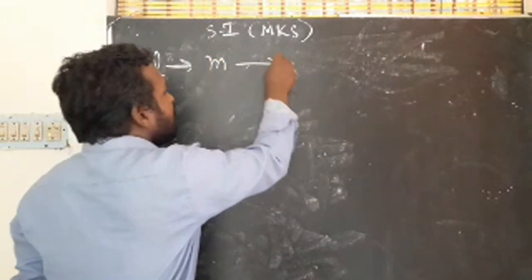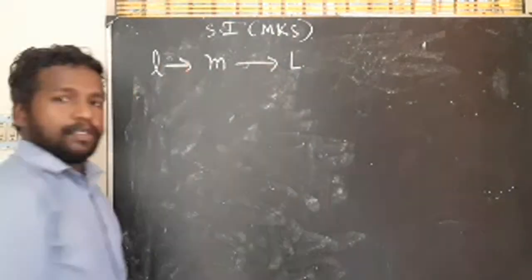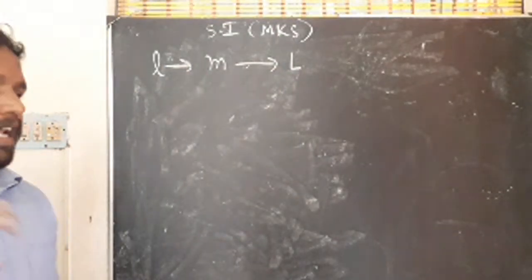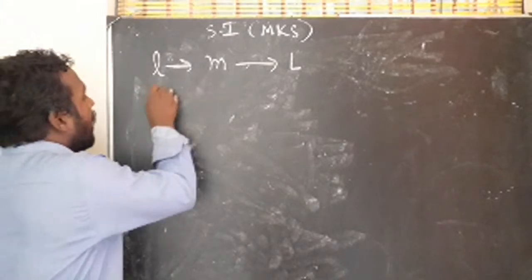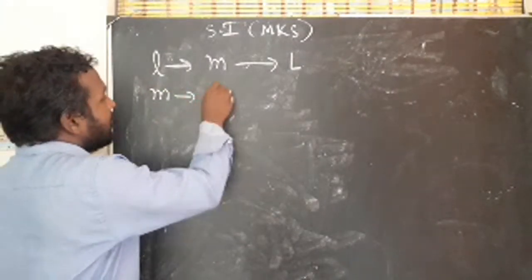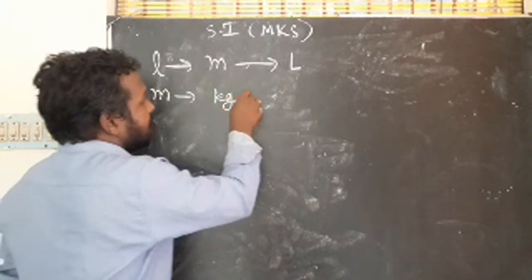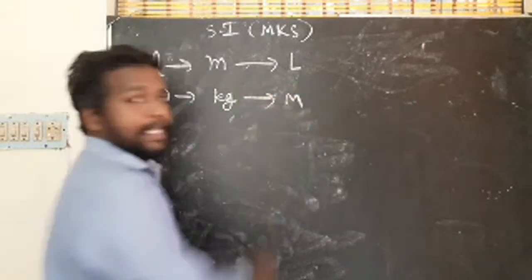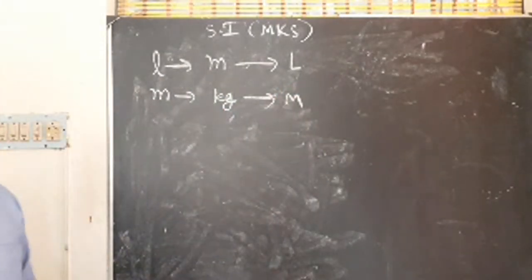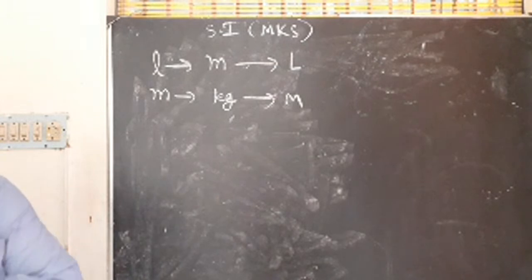The dimensional formula for length, you can write as L. The next one is M for mass. The unit of mass is going to be the kg. The dimensional formula is going to be M. You should take it that the dimensional formula of mass is M.